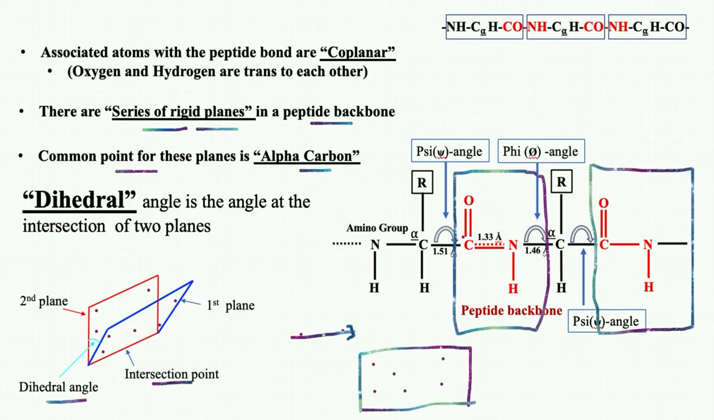Now the individual atoms in this plane are very rigid. They cannot move, and they cannot rotate with respect to each other because of the partial double bond character of the peptide bond. However, these two rigid planes can rotate at the alpha carbon position, and the dihedral angles will be the phi angle and the psi angle. Now the rotation of these two different planes is possible through these different angles.